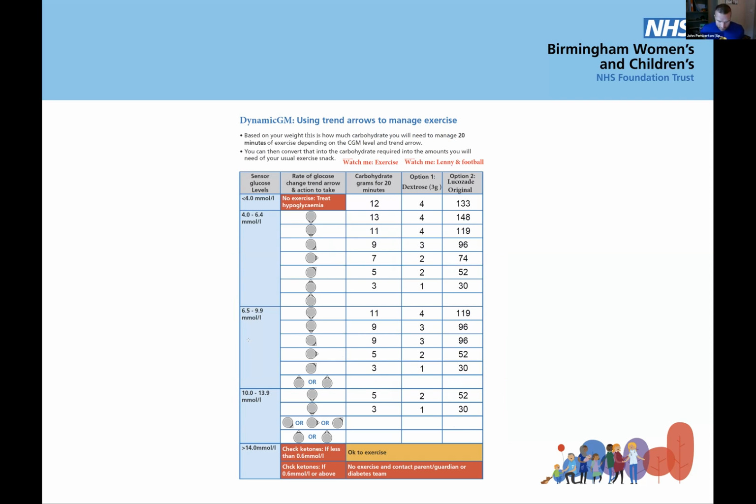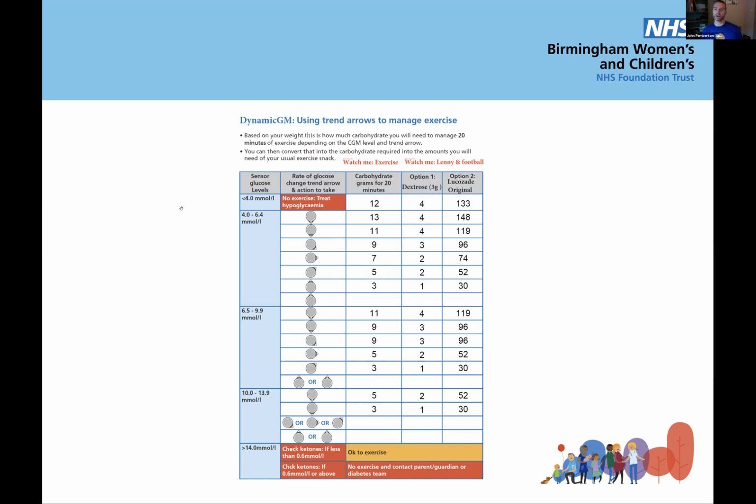Okay, managing exercise. This is a challenging one because it depends on what type of exercise you're doing and how long you're doing it for. What we suggest at the Children's is you need to be checking your CGM every 20 minutes and drip feeding in a little bit of glucose to manage it. So this is an example of one chart where if you're between 4 and 6.4, depending on the arrow, the level of glucose you would have, and what that was in terms of dextrose or Lucozade, would be good for 20 minutes, and then you would recheck in 20 minutes and do it again.